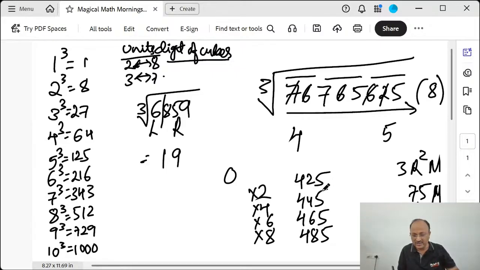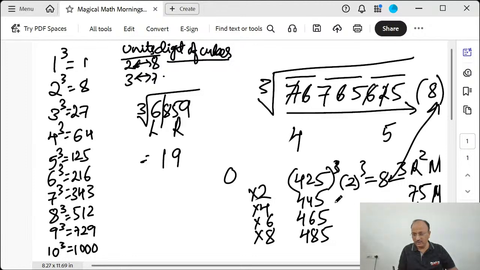Now you check which is the digit sum for this. 4 and 5, 9. Correct, no? Then 2, that is, you will get it as 4 plus 2, 6 plus 5, 11. 11 digit sum is 2. That means 2 cube equals what? 8. It should match. But when you consider the other one, 4 and 5 eliminated, only 4 remains.